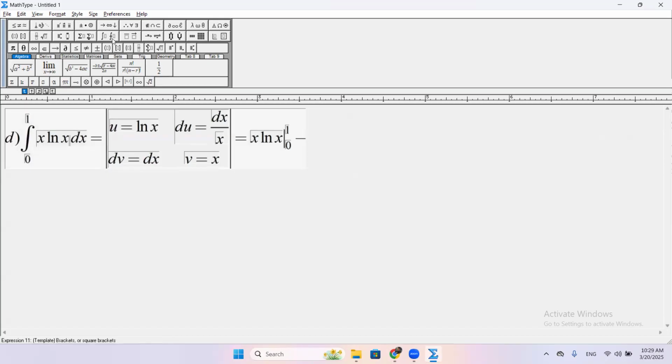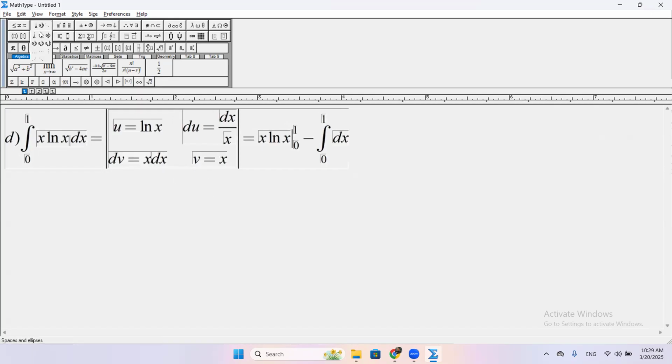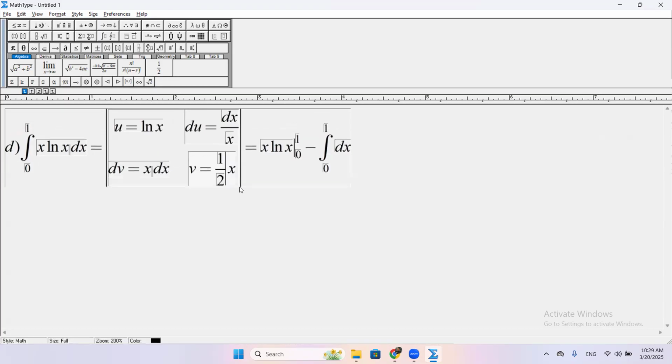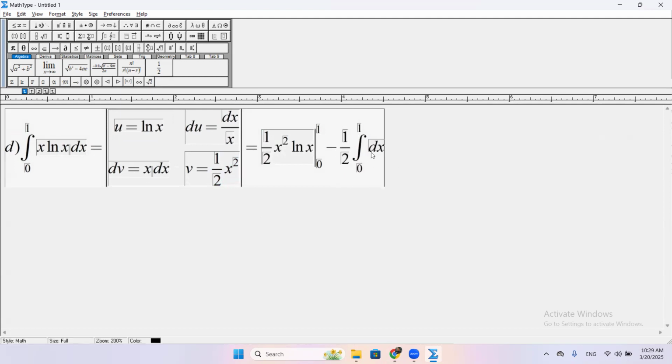And minus the integral from 0 to 1, dx. So I'll stop. dv is x dx, sorry, so v equals 1 over 2 x squared. So we need to fix it. And then minus 1 over 2x dx.